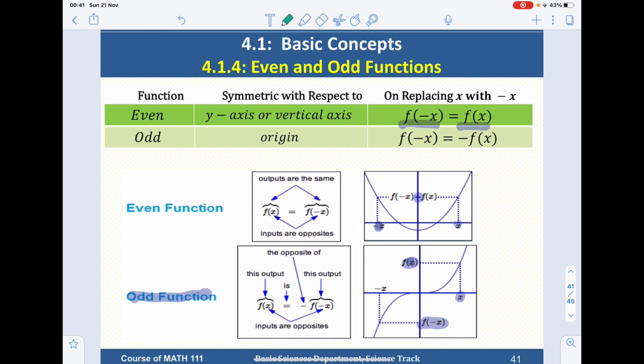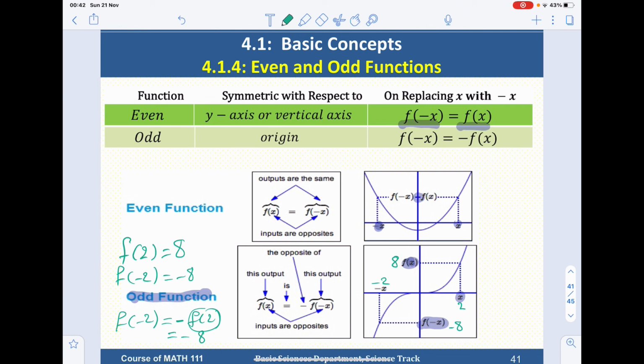Let me show you this. For example, if this is 2, this would be 8. And if this is negative 2, this would be negative 8. Which means f of 2 equals 8 and f of negative 2 equals negative 8. So f of negative 2 equals negative f of 2, which is negative 8. So also we can see that the graph is symmetric through the origin.